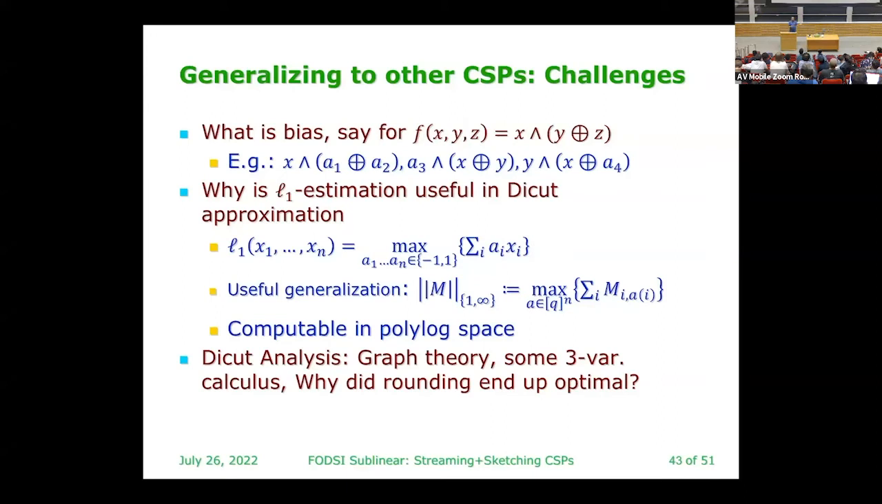CSPs are not linear forms. That's why you lose something in the approximation. But what happens when you're doing query vectors? What could you do? So at the very least, it would be nice to be able to approximate some linear forms in query variables. And for that, we were able to find the right thing. There are many other norm approximations that are available in the streaming literature, and we were able to appeal to those.